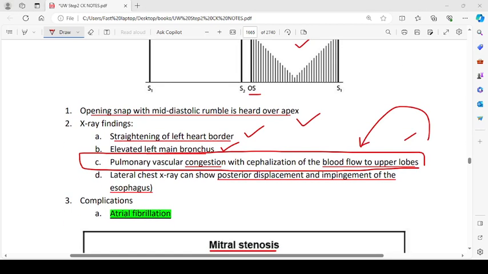Then a lateral chest X-ray can show posterior displacement and impingement of the esophagus. Why so? Because the left atrium is the most posterior structure and is immediately anterior to the esophagus. So whenever there is any dilation of the left atrium, the esophagus will be compressed, leading to dysphagia. The left atrium can also compress the recurrent laryngeal nerve, causing hoarseness of voice. So these things can happen.